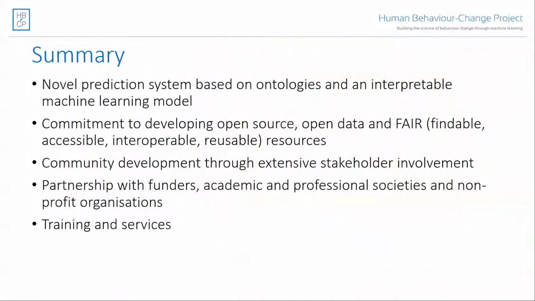So in summary, we developed a novel approach to prediction that was interpretable and used information from the evidence directly as data and from ontologies as a kind of organizing semantic structure. All of this information is available open source, findable, accessible, interoperable, reusable, and we co-developed it together with extensive stakeholder involvement.